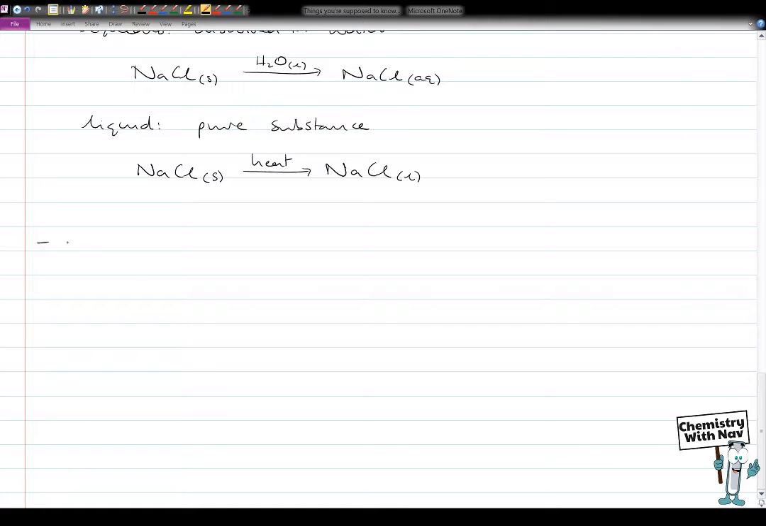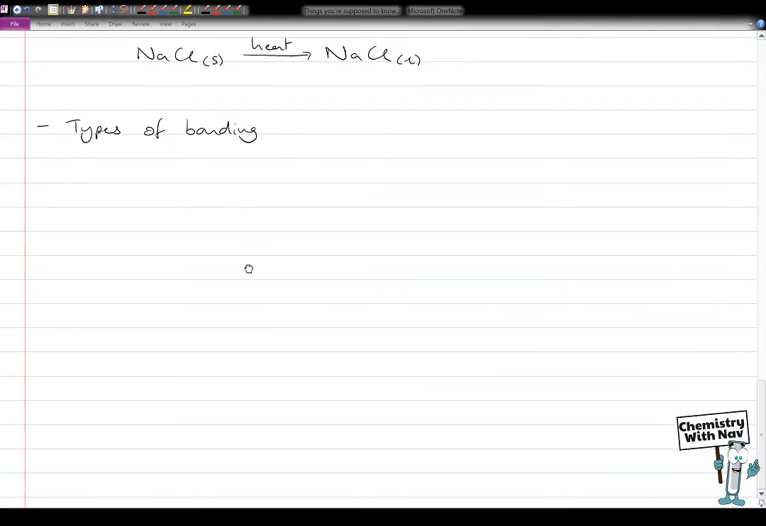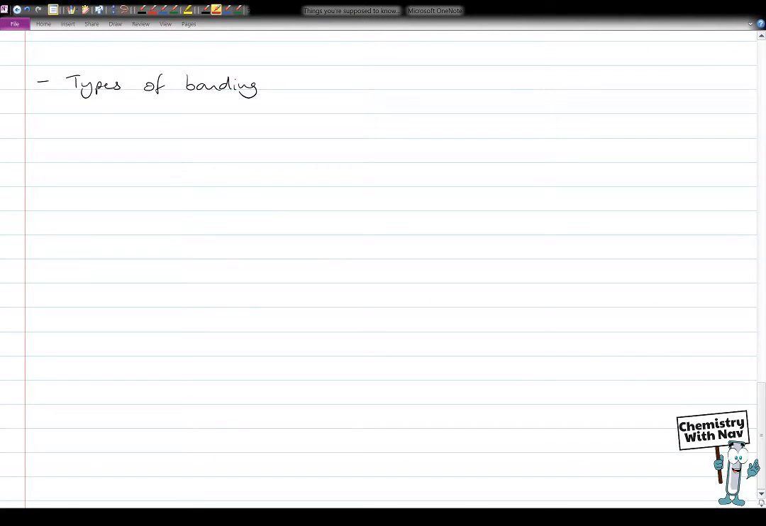Next up is types of bonding. Now, I'm not going to go into a full review of all types of bonding, but what I want to do is show you that it's possible to spot the type of bonding from the substances present, because covalent bonding occurs between a non-metal and a non-metal. And our example of that could be ammonia, NH3. So that's going to be a covalent substance.